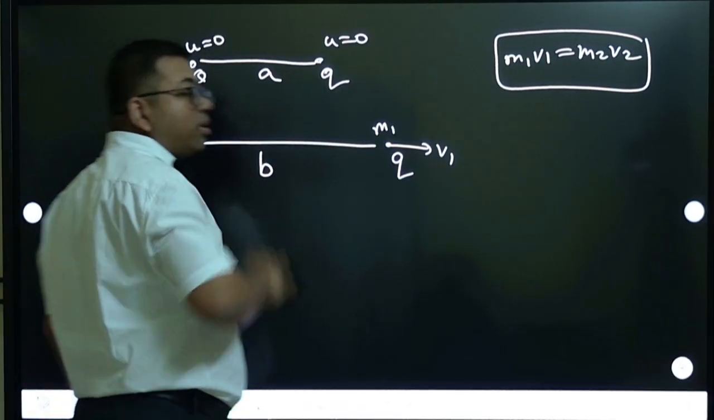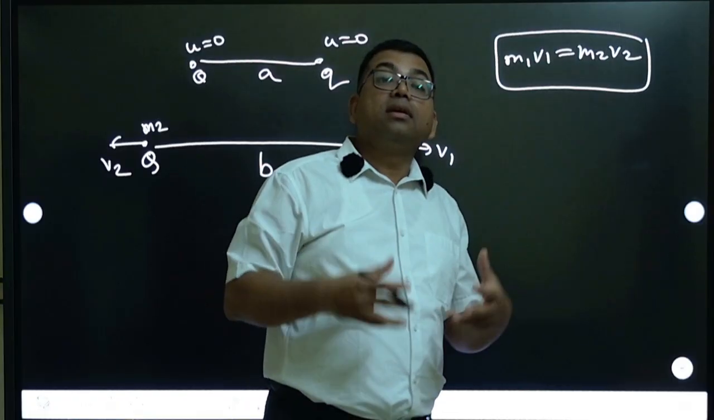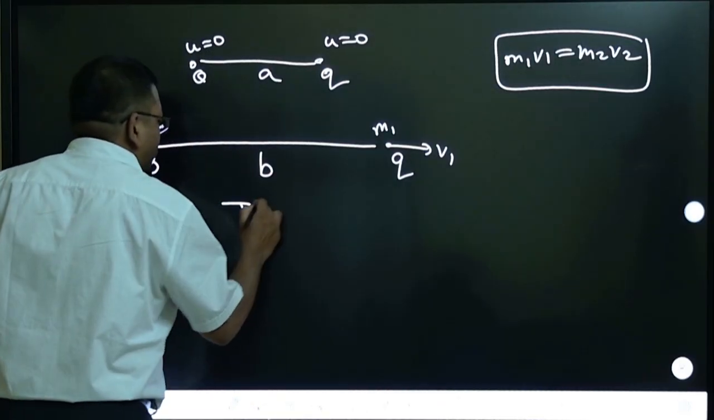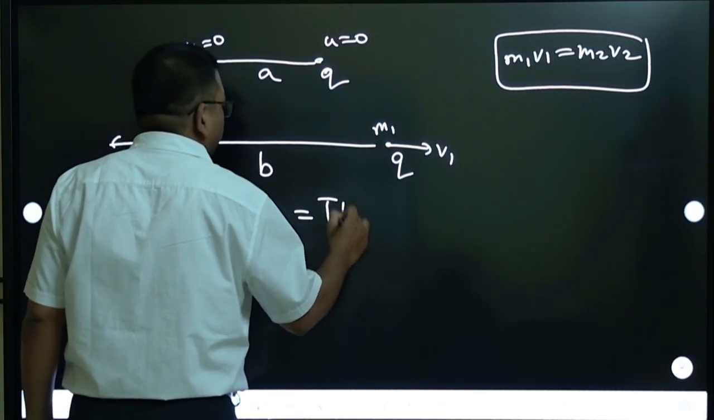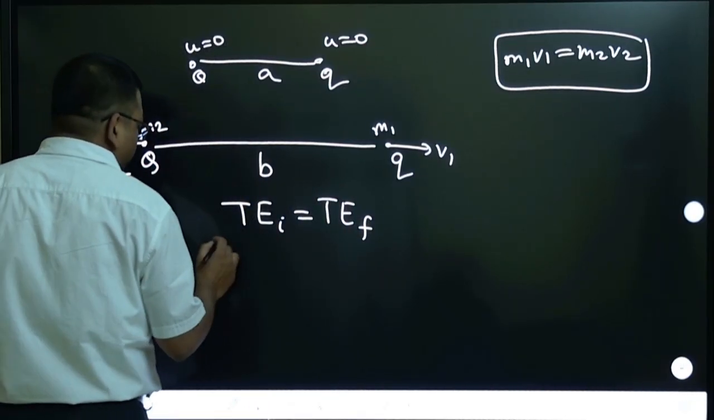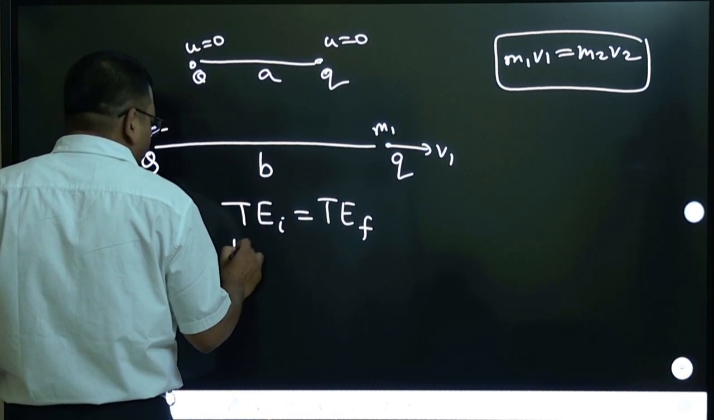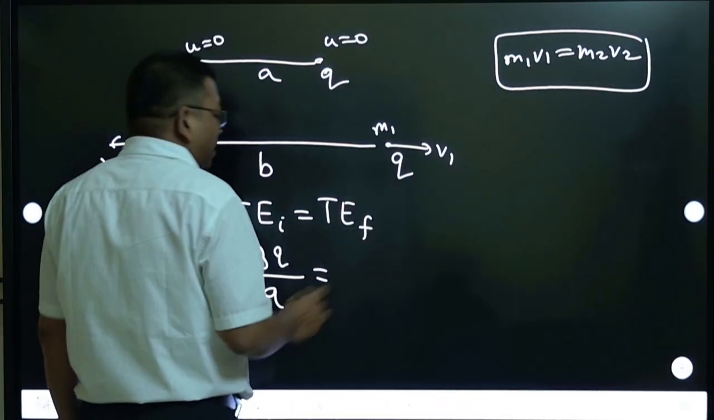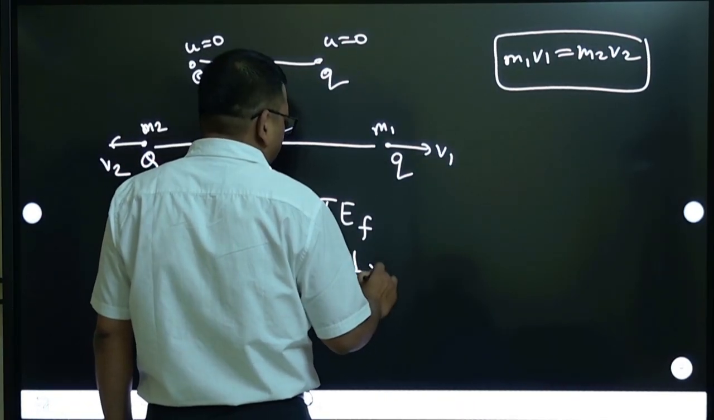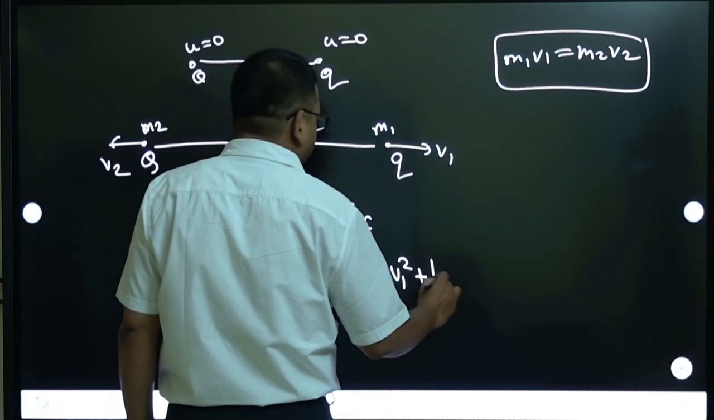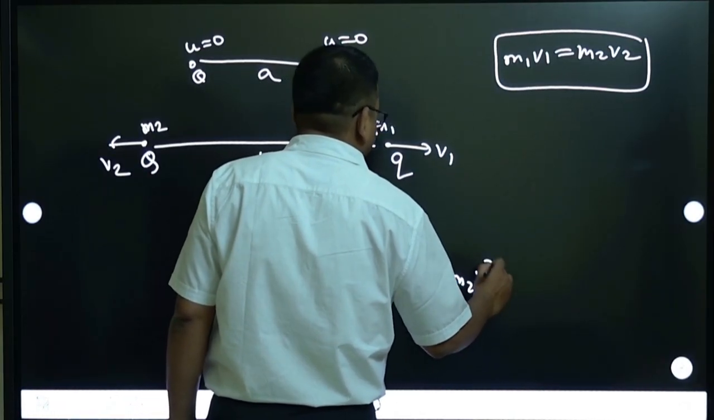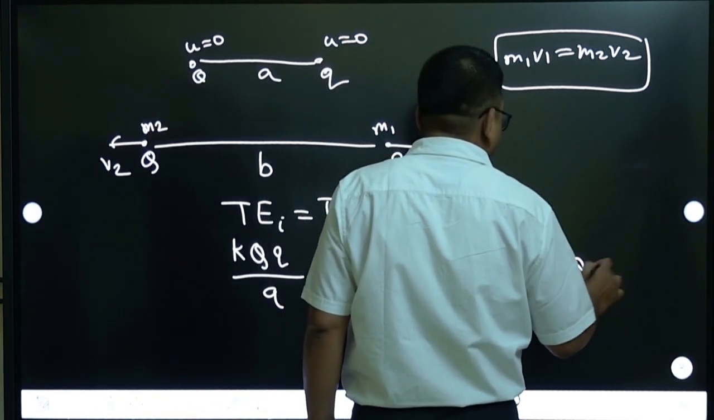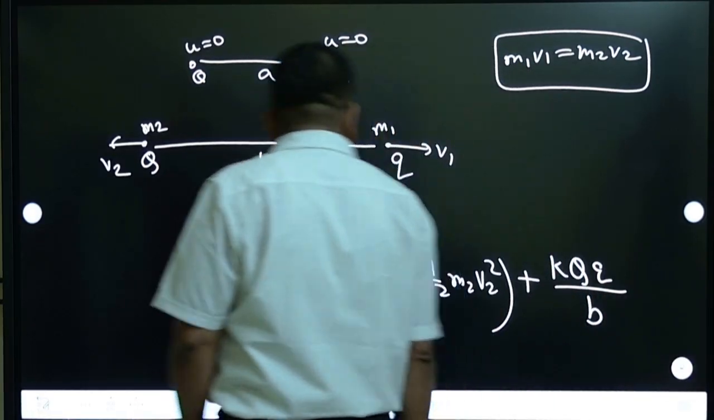So initially we do not have kinetic energy, we have only electrostatic potential energy. And what is electrostatic potential energy? So total energy initial is equal to total energy final. Initial energy is only potential, so k q q by distance a. Final kinetic energy is also there, so half m1 v1 square plus half m2 v2 square. This is final kinetic energy plus potential energy k q q, distance has become b. That's all.